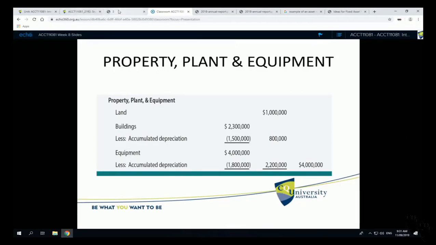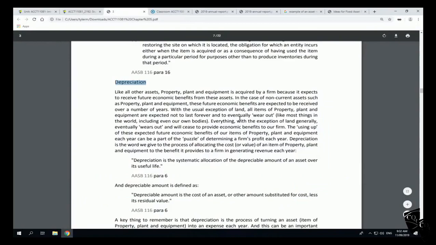I think Martin in the study guide, when he's covering it here, says, like everything else, with the usual exception of land, all items of property, plant and equipment are expected not to last forever and eventually wear out. Like most things in the world, including even our own bodies, sadly. I thought that was quite funny.